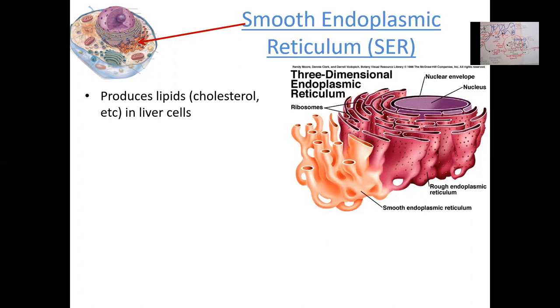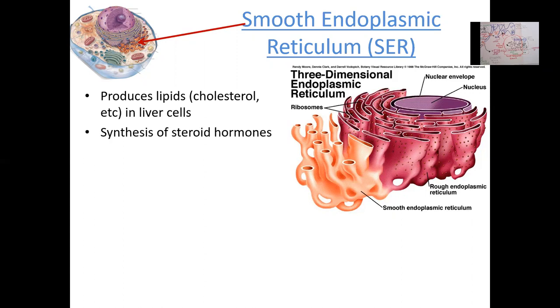So it's not involved in protein synthesis, but it is involved in synthesizing and processing lipids, right? So the fatty stuff, the oily stuff. The SER, smooth endoplasmic reticulum, produces lipids like cholesterol and other derivatives of cholesterol. Remember that in the biochemistry lecture, we talked about steroid hormones, we talked about eicosanoids, all of those things can be made in the SER.